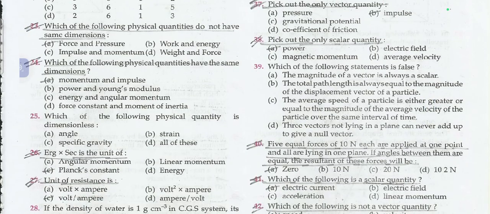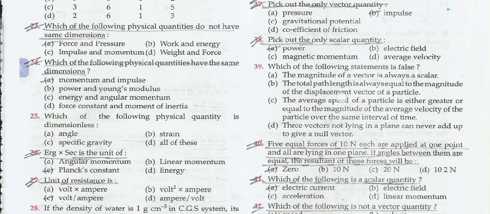Which of the following statements is false? The magnitude of a vector is always a scalar. The total path length is always equal to the magnitude of the displacement vector of a particle. The average speed of a particle is either greater or equal to the magnitude of the average velocity of the particle over the same interval of time. Three vectors not lying in a plane can never add up to give a null vector. Answer is B. The total path length is always equal to the magnitude of the displacement vector of a particle.